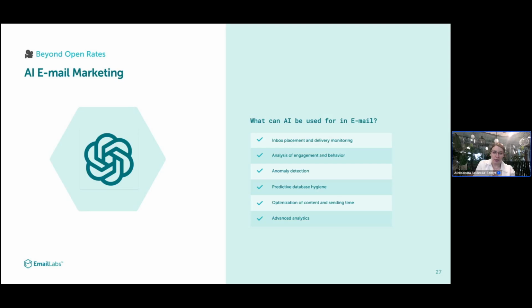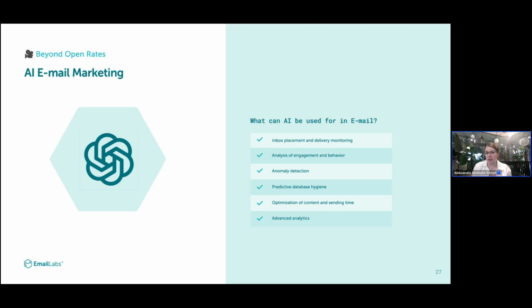And obviously, we cannot end this presentation without talking about AI and what it can be used for in email and email marketing. I know that inbox placement and delivery monitoring are written here, but obviously we are talking more about predicting and analyzing the trends while using our data that was already gathered. And the same goes for the analysis of engagement and behavior of your recipients, and detecting any anomalies. If you're not using, for example, email apps to detect any anomalies in email statuses, then AI may help you with that if you provide it with raw data.